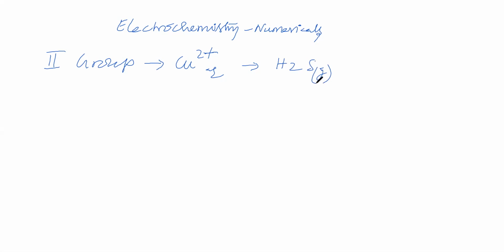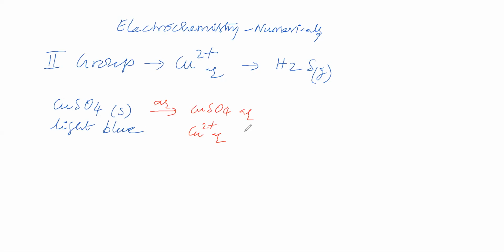Now let us take a second group cation, that is Cu2+. Let us take copper sulfate salt. Copper sulfate salt is solid, and its color is light blue. To this let us add water. We will get a copper sulfate solution. In the copper sulfate solution, the ions present are Cu2+ aqueous and SO4 2- aqueous.